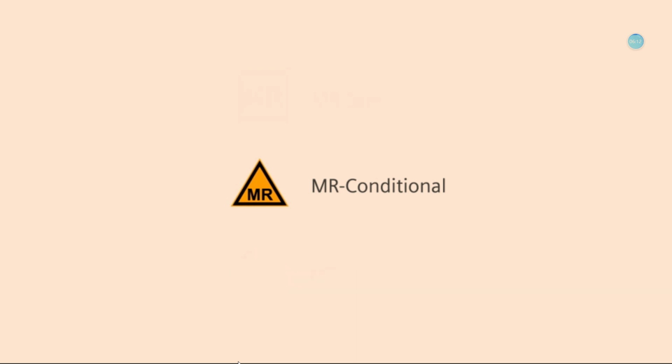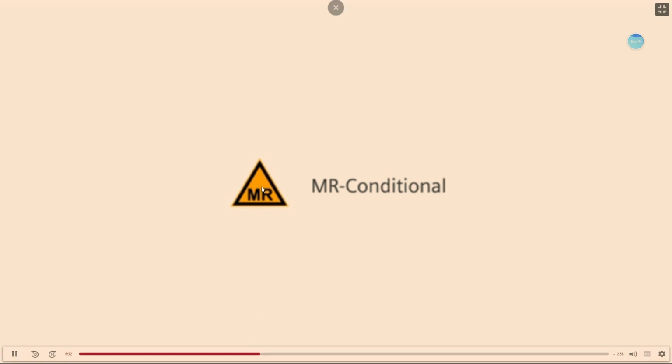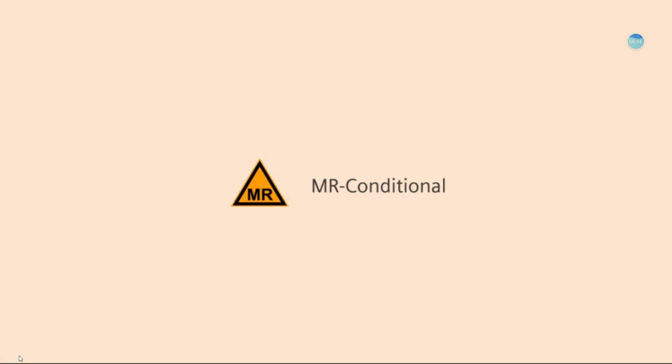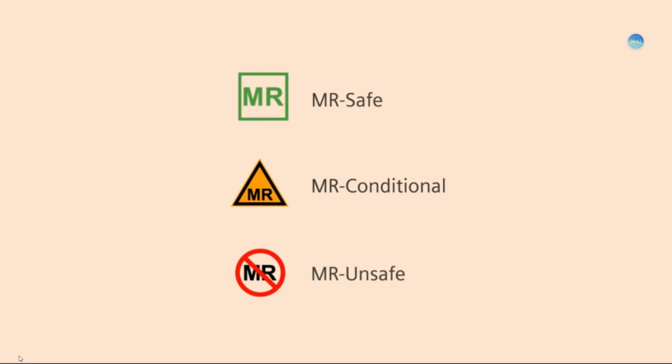MR conditional objects have been demonstrated to pose no known hazards in an MR environment with specified conditions of use. Field conditions that define the specified MR environment include field strength, spatial gradients, time rate of change of the magnetic field, RF fields, and specific absorption rate, SAR. Additional conditions, including specific configurations of the item, may be required.